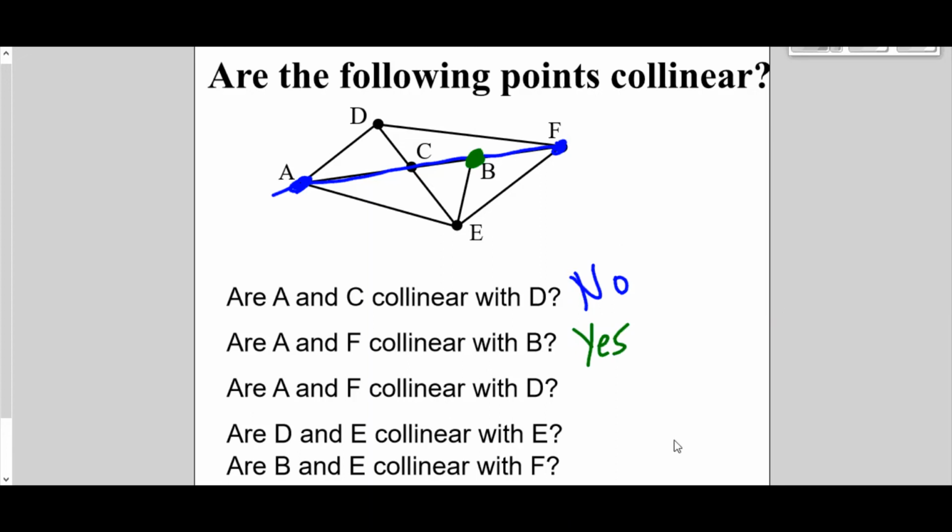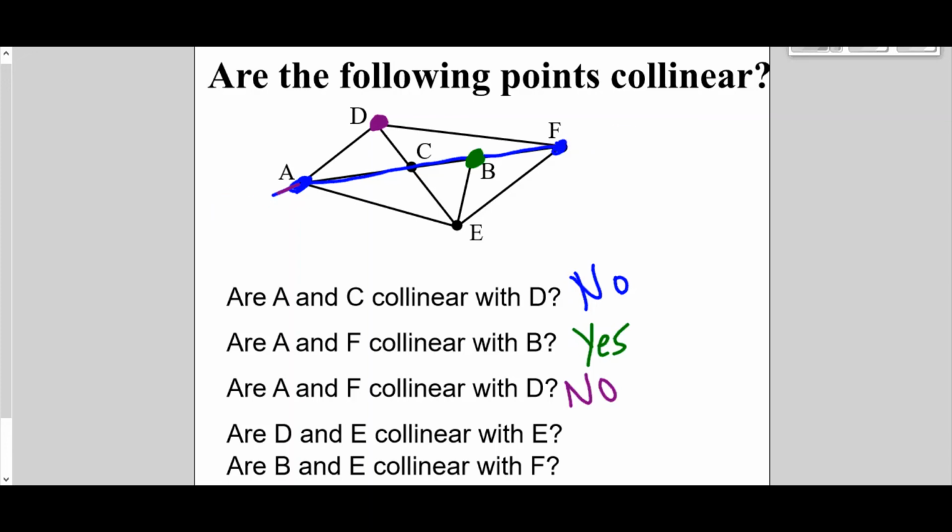Are A and F collinear with D? So again, the same line. Now I'm going to look at point D. So remember, that's this point up here. Notice point D does not touch this blue line down here. So the answer here is no, because even if I was to extend this blue line forever in both directions, point D still would never touch that line.